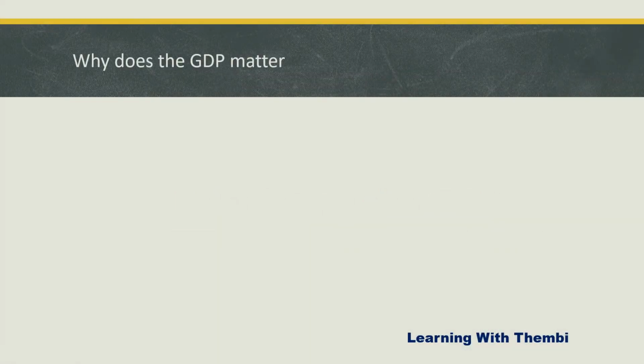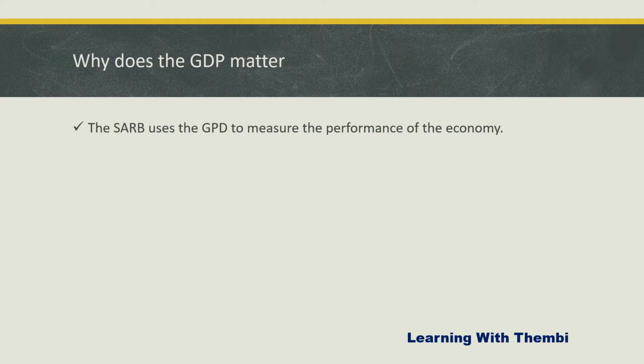But before we go in depth with the GDP calculations, maybe we should ask ourselves why the GDP matters. Why is it important? One of the reasons is that the South African Reserve Bank uses the GDP to measure the performance of the economy. In other words, the GDP enables the central bank to judge whether the economy is contracting or expanding, and in that way it will promptly take necessary actions.